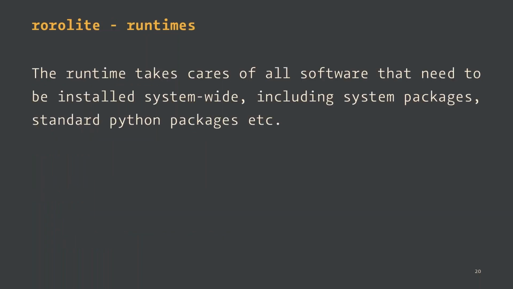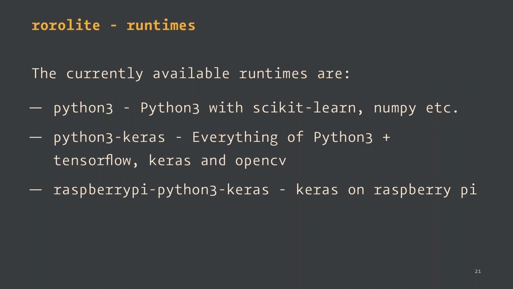Now, let's take a closer look at what runtimes are. Runtimes take care of all the software that needs to be installed on the system. This includes the system packages and the standard Python packages that go along with that. We have three runtimes available right now. It's Python 3, that includes scikit-learn, NumPy, etc. Python 3 Keras, that includes everything in Python 3 plus TensorFlow, Keras, and OpenCV. And we also have an experimental Python 3 Keras for Raspberry Pi. So if you want to deploy a machine learning application on Raspberry Pi to be used wherever, that could be used as well.